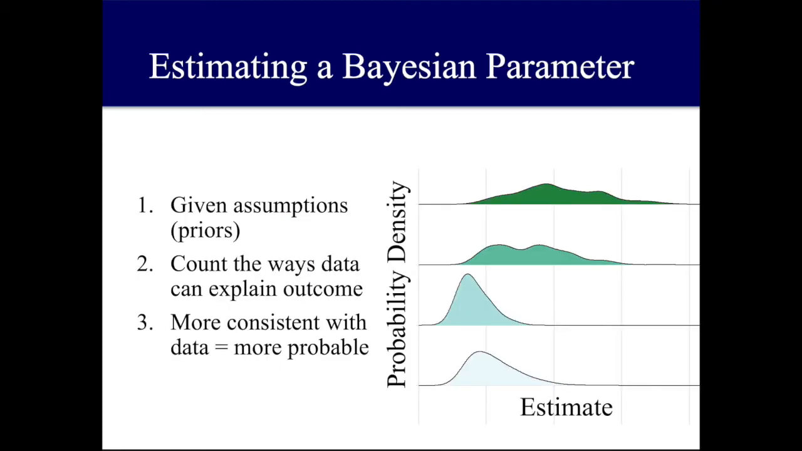In words, this would be given some sort of assumptions about the treatment effect, what we call priors. You're going to count all the ways that the data could possibly explain the outcome, and the ways that are more consistent with the data are more probable. And the reason I put up this picture here is to show that sometimes treatment effects are not perfectly normally distributed, such as this one. You can have random humps representing different estimates that may be more probable in occurring.